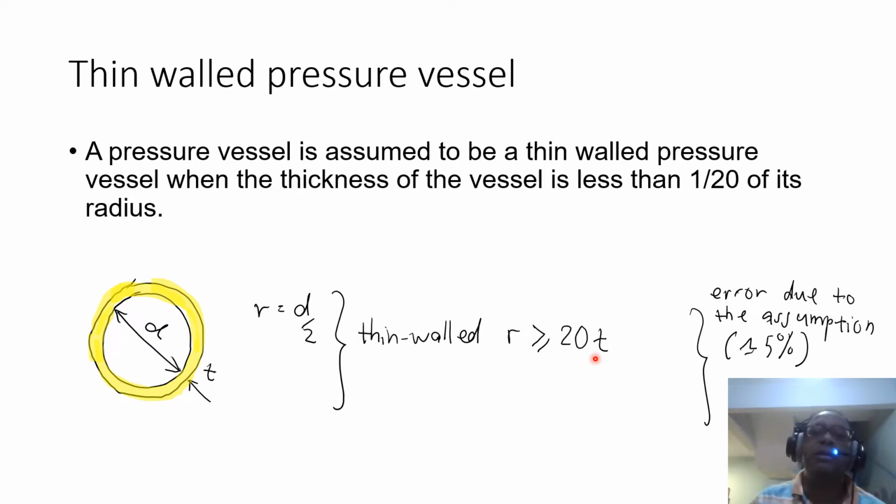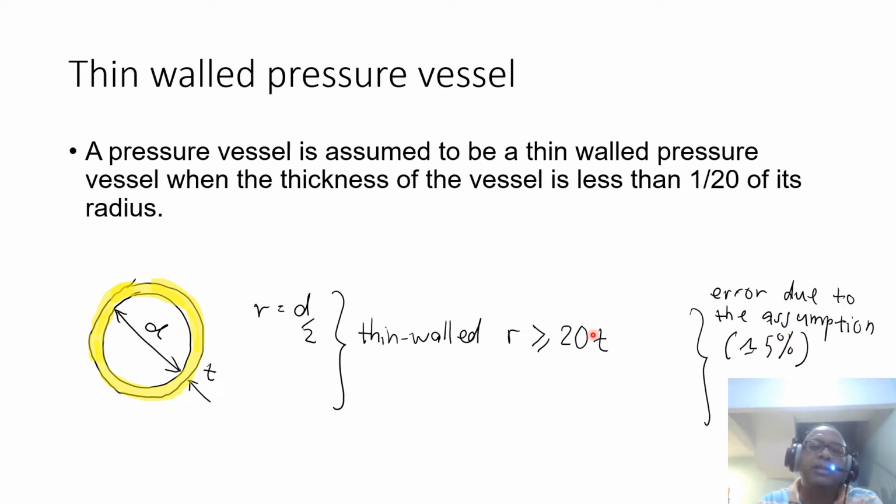So for example, if your pressure vessel is made from a very thin sheet of metal of, let's say, 0.1 mm, like a paper, then 20 times 0.1 gives about 2 mm, so that can be considered a thin wall pressure vessel. If it is made from 1 mm thick material, the radius has got to be larger than 20 mm. This is because of the error associated with the assumption when we solve the problem.